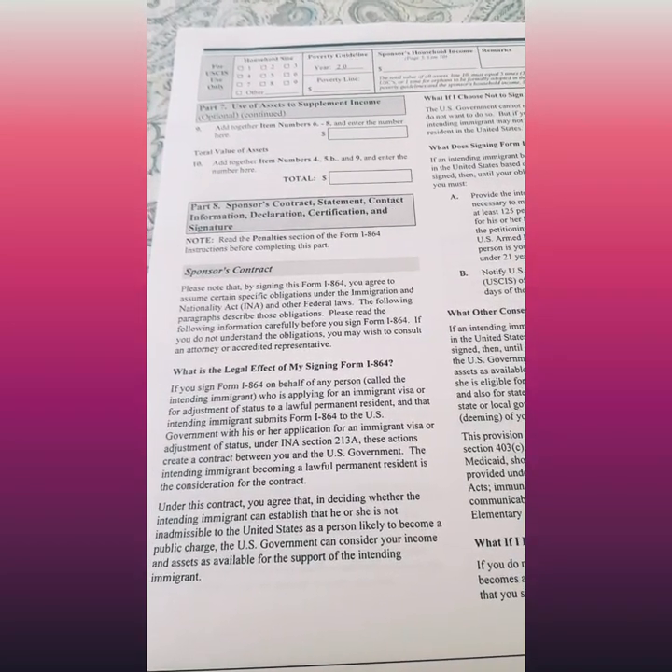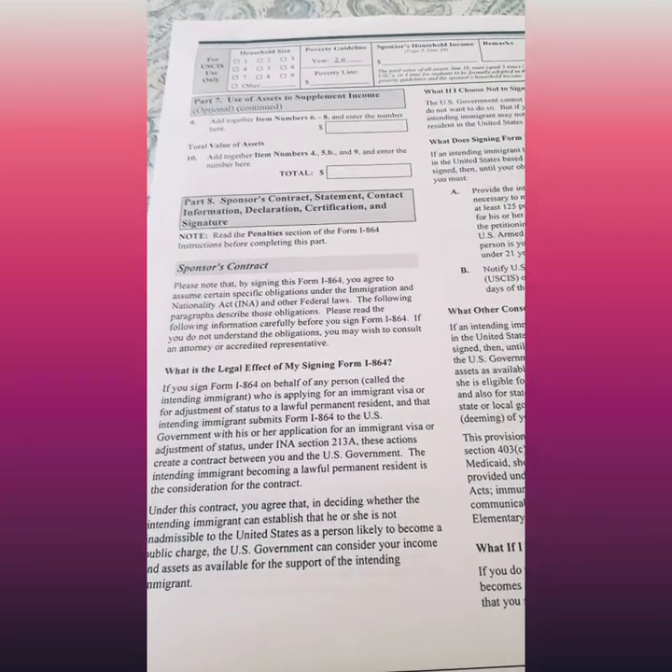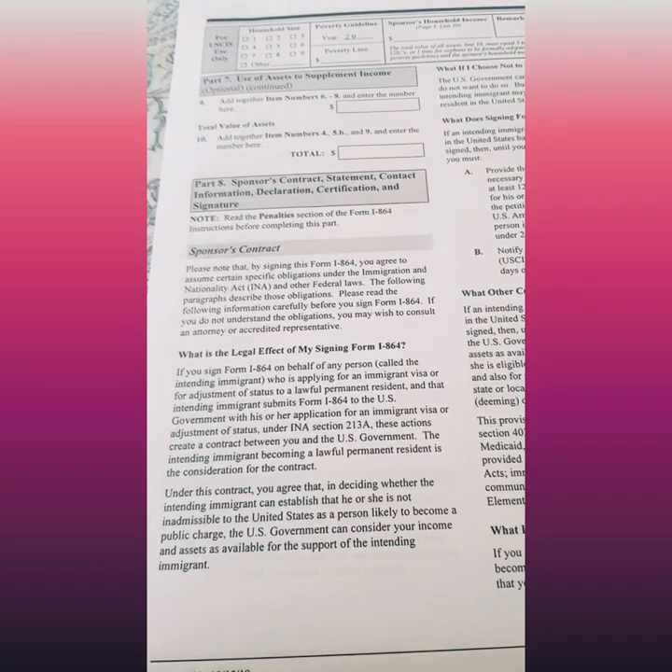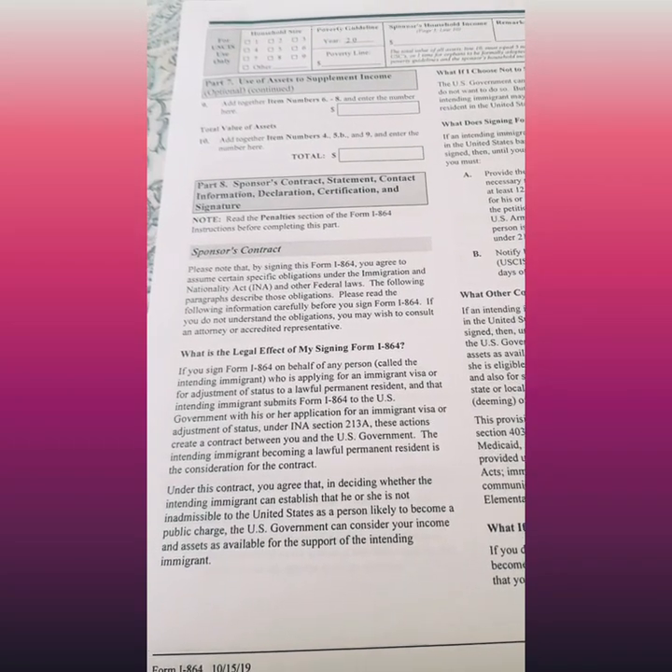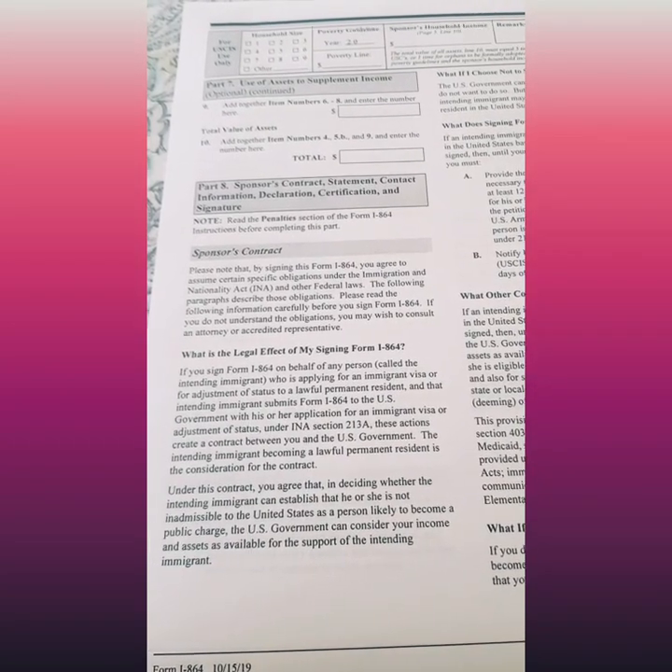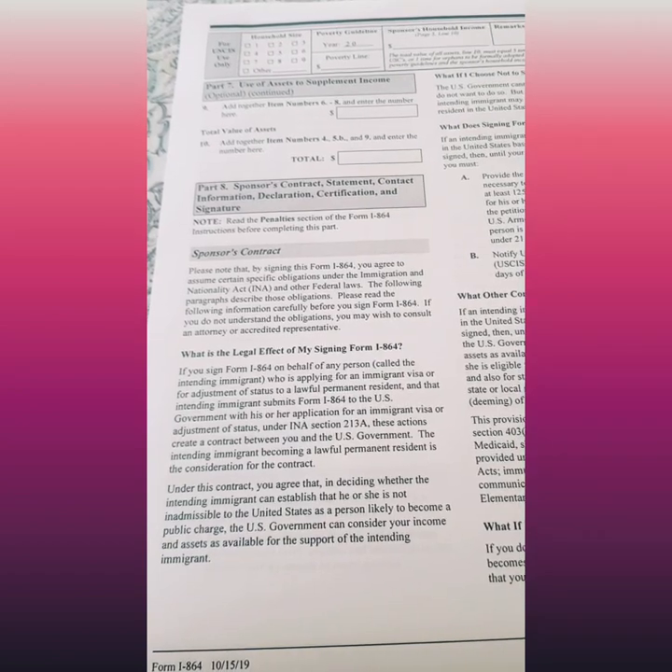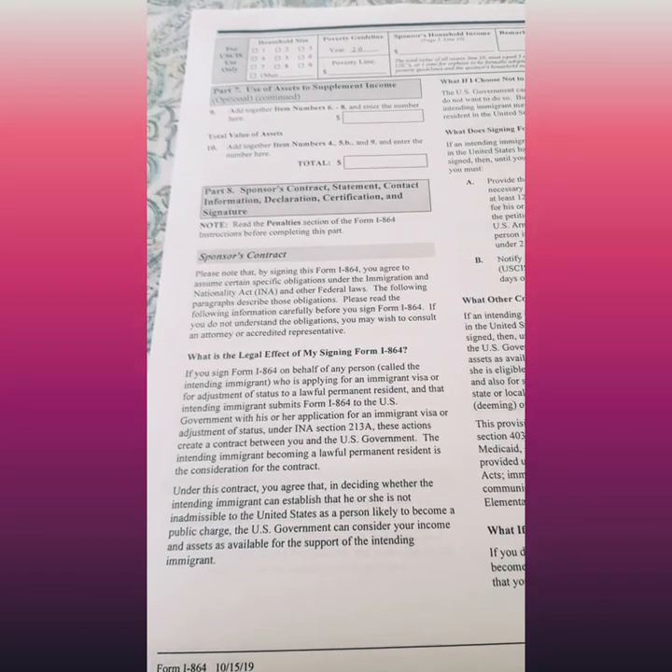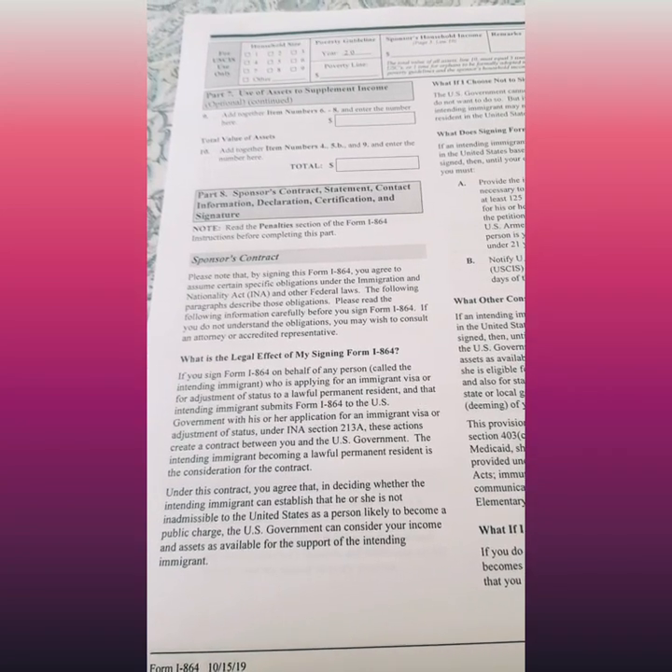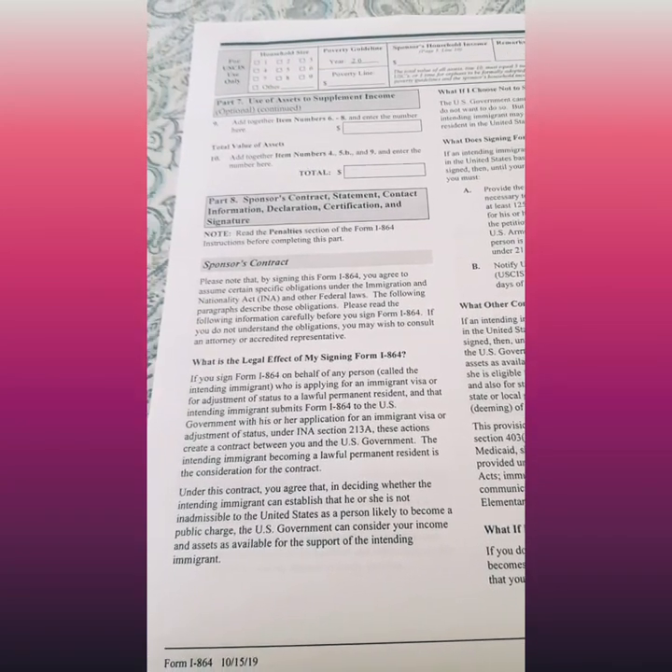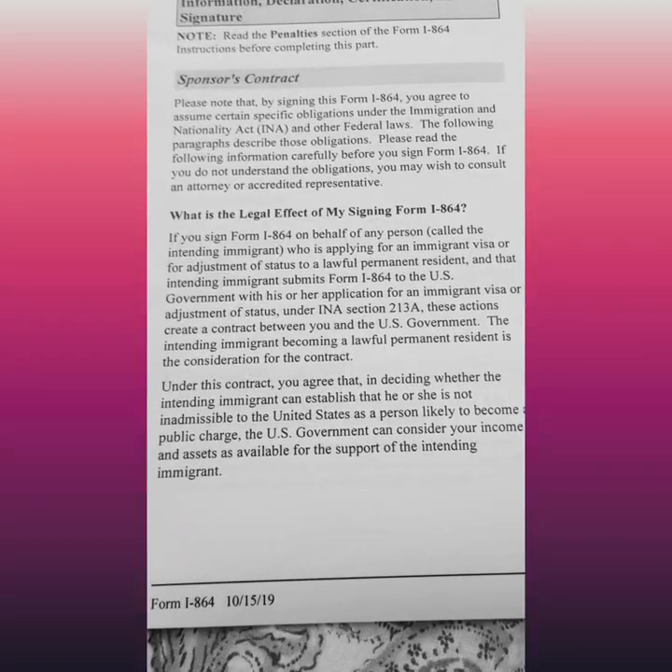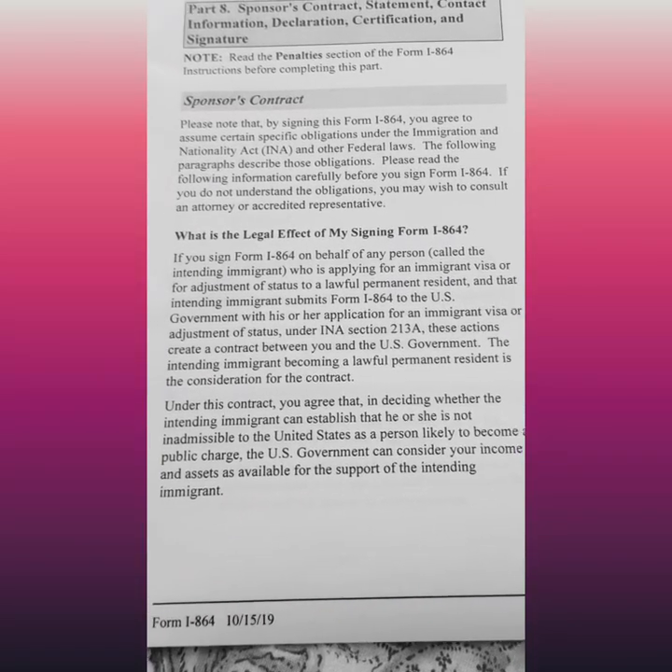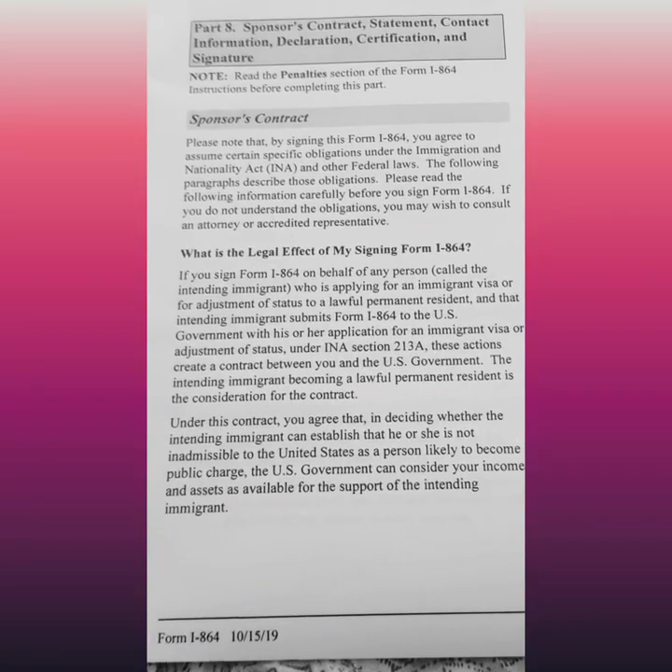Under this contract, you agree that in deciding whether the intending immigrant can establish that he or she is not inadmissible to the U.S. as a person likely to become a public charge, the U.S. government can consider your income and assets as available for the support of the intending immigrant.